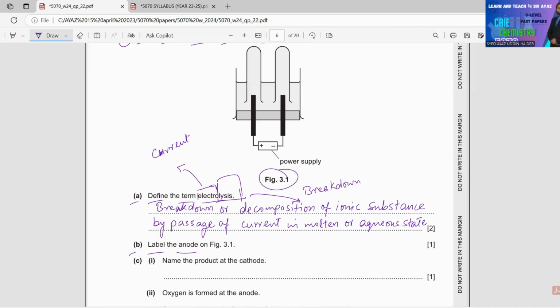B. Label the anode on figure 3.1. On figure 3.1, we have to label the anode. So anode must be the one which is carrying the positive charge. So on the left hand side, you will label it as anode. This one is anode.